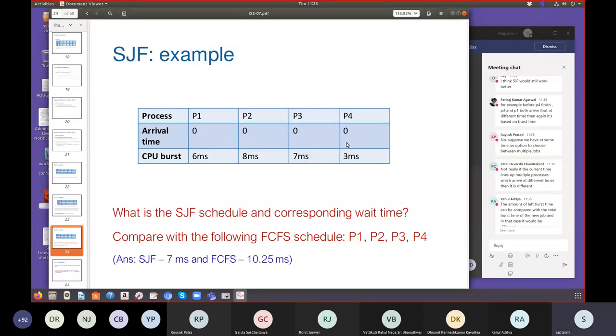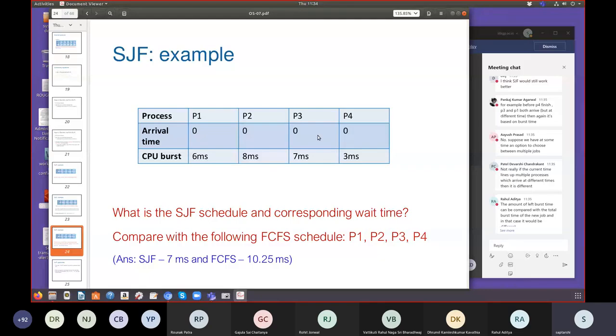Suppose that a particular process P4 is running now, and while it is running, some processes like P1, P2, P3 come in this order. So P4 is running now, and let's say time equals 2 milliseconds. P4 came at time 0 and was scheduled. At 2 milliseconds, P1, P2, P3 came in this order. So FCFS will execute in P1, P2, P3 order.